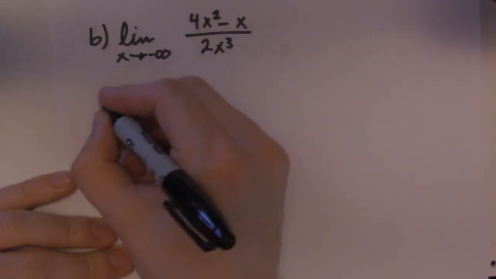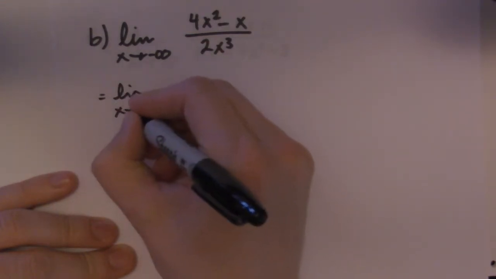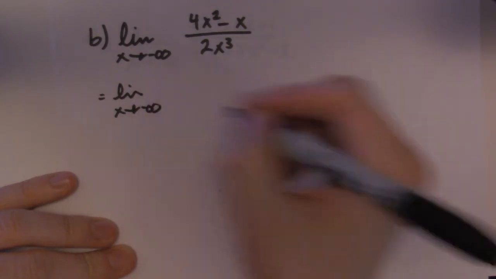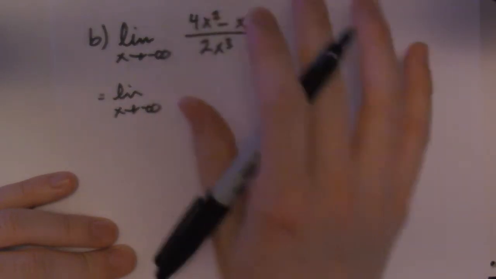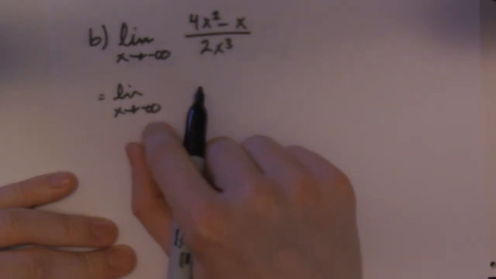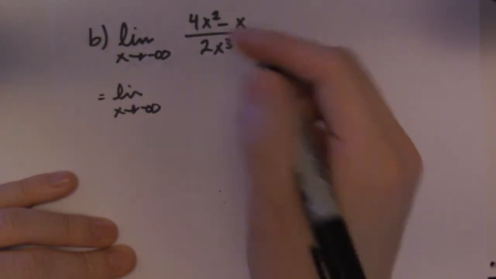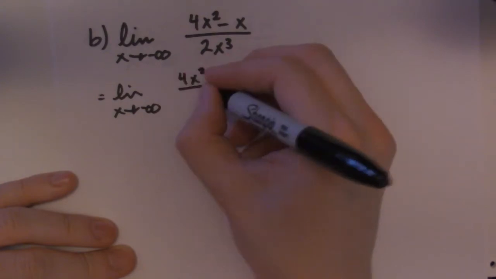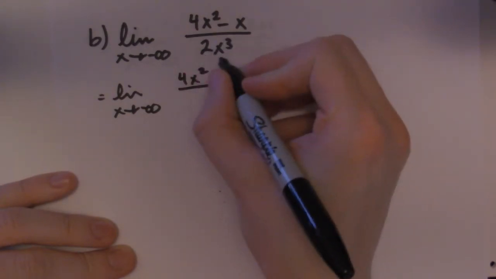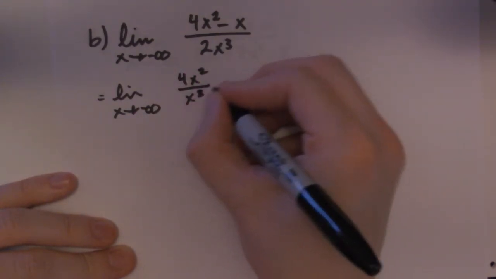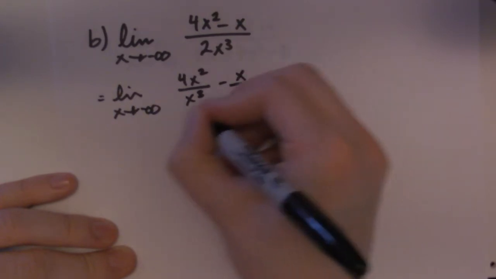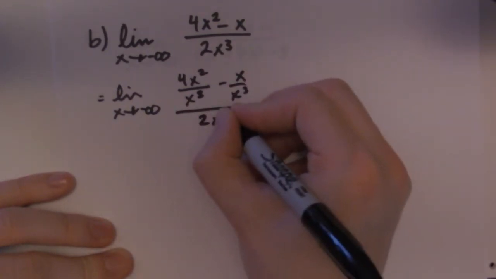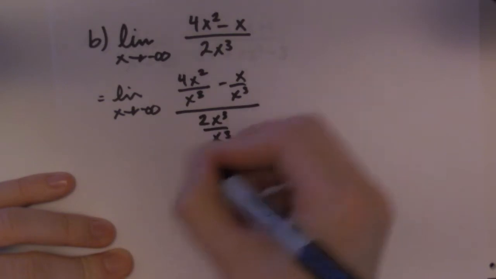So I'm going to use my technique, and I have negative infinity this time. Makes no difference, guys, for this stuff. It doesn't change anything. Negative infinity just means you have to write an extra negative sign there. That's the only thing you have to worry about when you're doing rational functions. When you're doing radical functions, it's a completely different story. So I'm going to divide by the highest power, which is x cubed, all divided by 2x cubed.